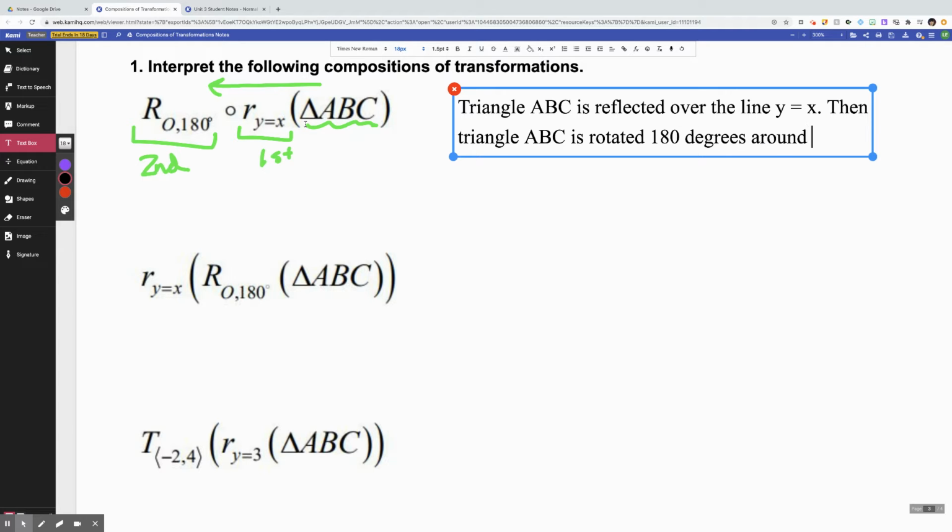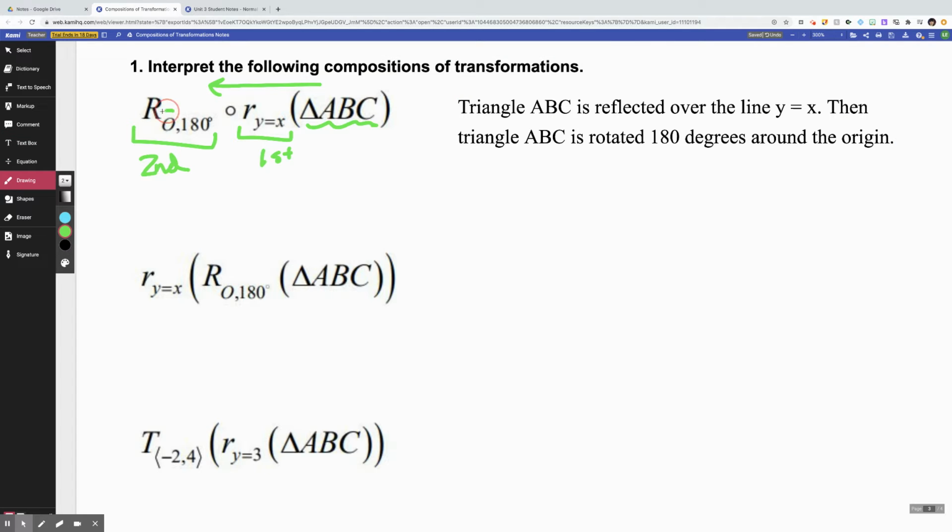around, and then the letter here, or it may be a coordinate point, is the point that you're rotating around. It's your center of rotation. So this is 180 degrees around the origin. That capital O that you see right here means origin. All right, so I'm going to have you all try this one here and this one here.